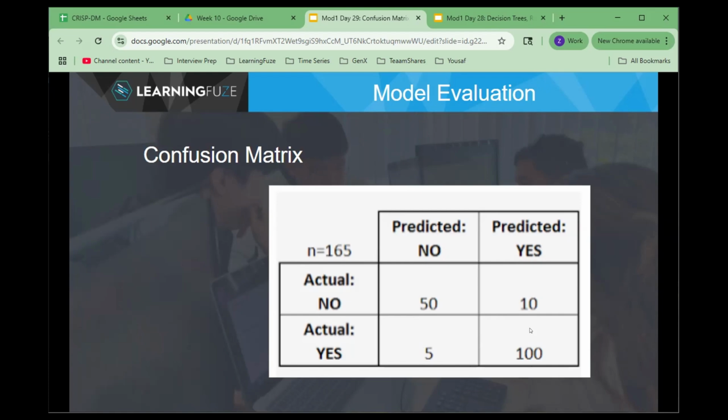Any questions on that? Does this make sense? Because this is the foundation of how confusion matrices work. Let me know if you have any confusion on this.